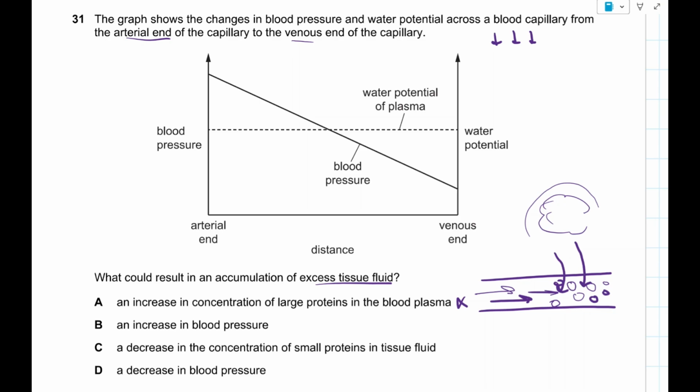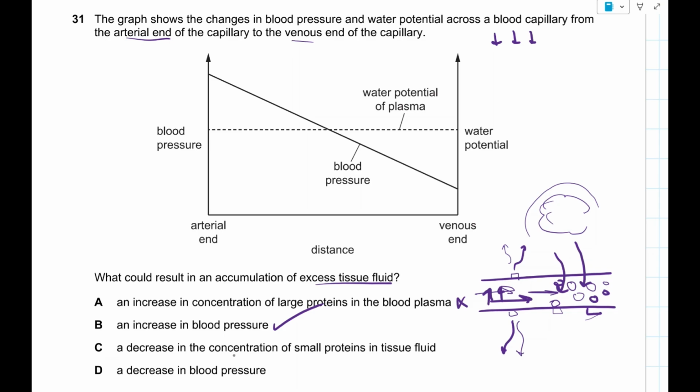B, an increase in blood pressure. This is correct. The reason for this is I said there's 2 types of pressures, the hydrostatic pressure and the pressure of the proteins in general. So as you increase the pressure, imagine that we have capillary pores. And the moment you increase the force of pressure, you're pushing more against these capillary walls. Therefore, this is going to force more fluid outside. Therefore, this might be correct. Let's see the next.